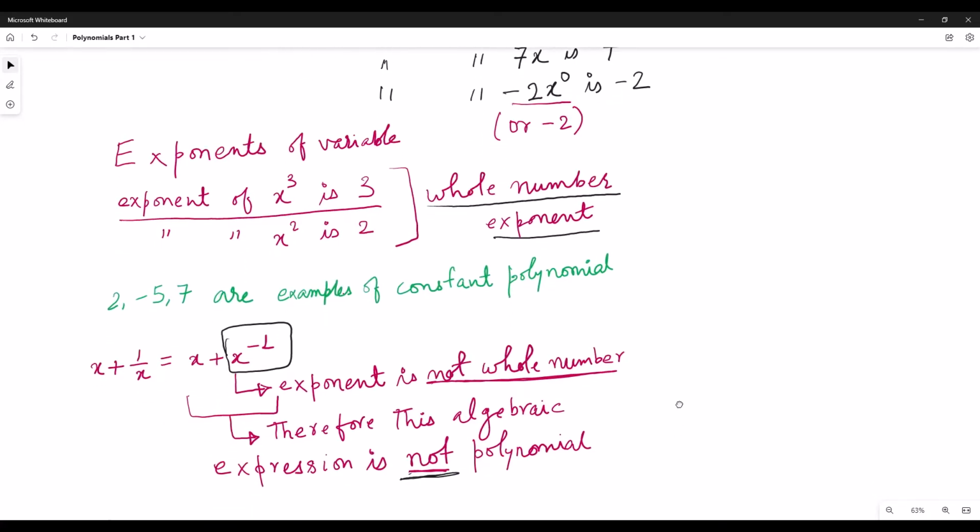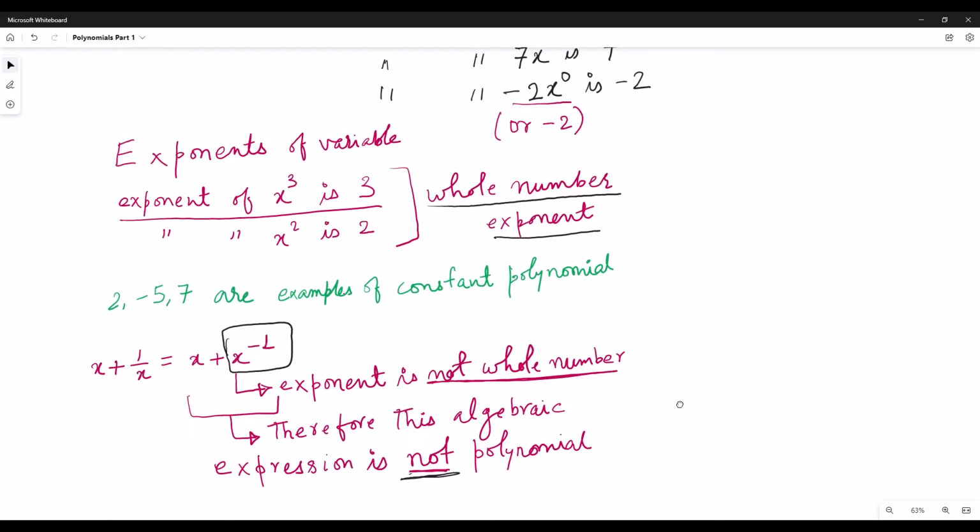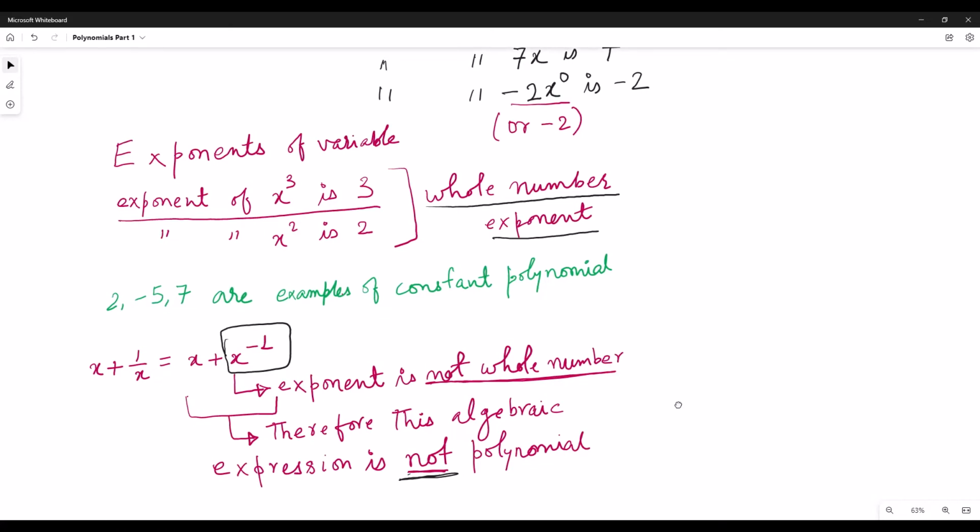One important point to note is that for any polynomial the exponent will be a whole number. If the exponent is 1 by 2, if the exponent is negative, if the exponent is not a whole number, then those expressions are not a polynomial. Those are simple algebraic expressions, but they are not called a polynomial. For an algebraic expression to be a polynomial, the exponent of all the terms has to be a whole number.